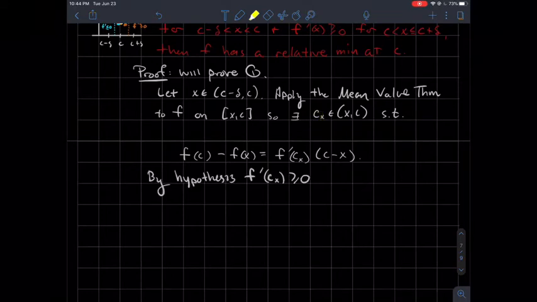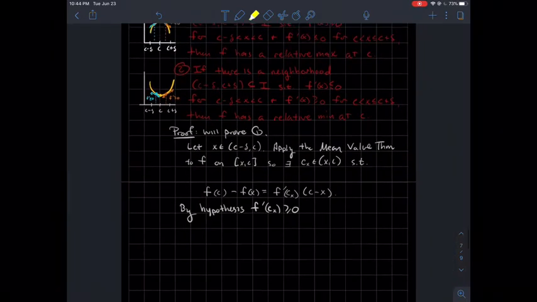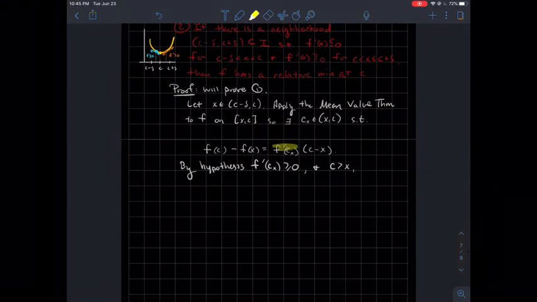So by hypothesis though, what did I get to assume? I got to assume that f prime of c sub x is bigger than or equal to 0 because c sub x is in this interval from x to c, which is inside of this interval here. And if I think back up here, f prime is non-negative whenever I am in that window. Cool. And so what does that mean? That means this is non-negative, and I know that this is positive since c is to the right of x. Therefore, this is bigger than or equal to 0.